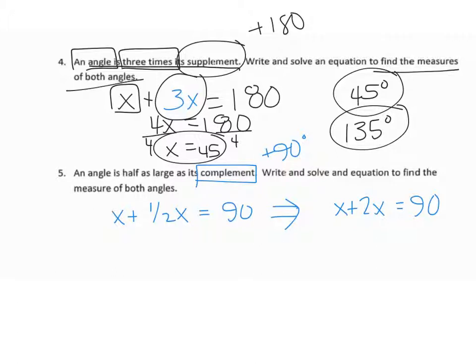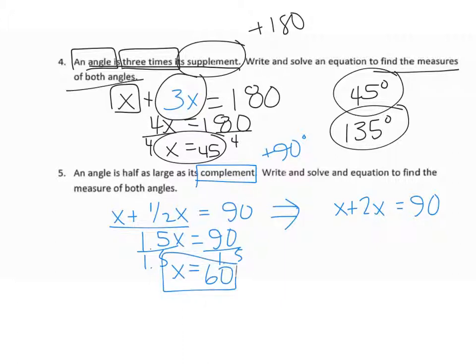So in the left hand side, this will be 3/2 x, if you combine these two, equals 90. X equals, divide both sides by 3/2, is 60. So if 1 is 60, the other one has to be half of it, which is 30. So your answers are 30 and 60.